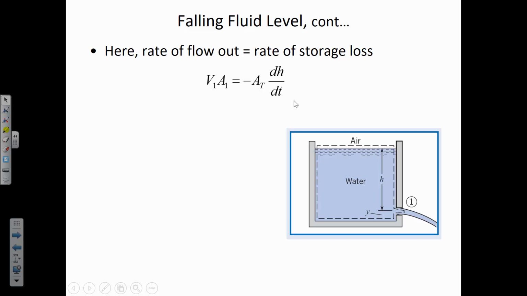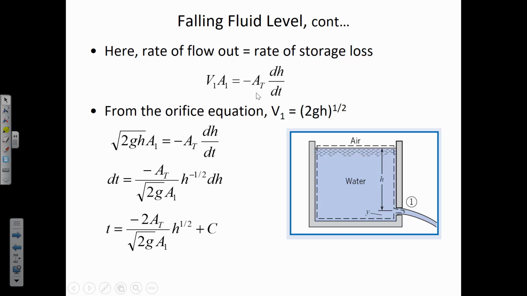So here, the storage loss is a negative value because the water level is going down over time as it flows out through that orifice. Since it's flowing out of the orifice, the water level is decreasing, and so the area of the tank multiplied by the velocity that the water level is going down. And so in other words, the loss of accumulation is equal to the flow out.